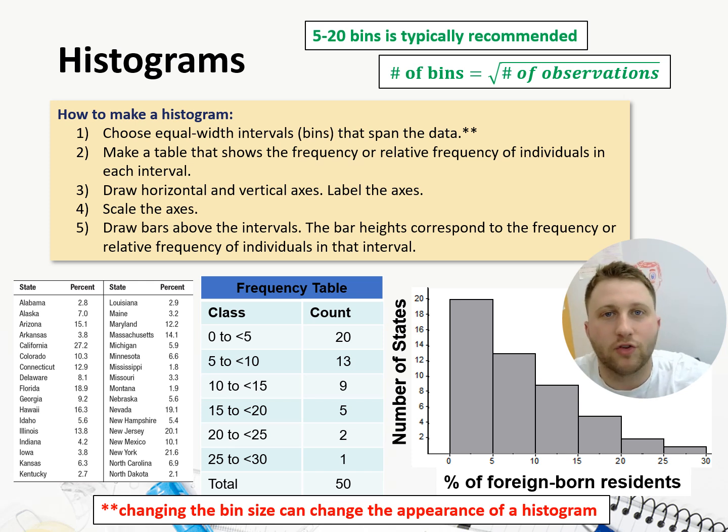27.2%. And so one of the early decisions that we need to make is how many bins are we going to have? And the good rule of thumb to use in AP Stats is never less than 5, never more than 20. And we can take the number of observations, in this case there's 50 states, and take the square root of that number. That'll give us a good estimate for an appropriate number of bins. So in this case, the square root of 50 is a little bit higher than 7. So we want about 7 bins.